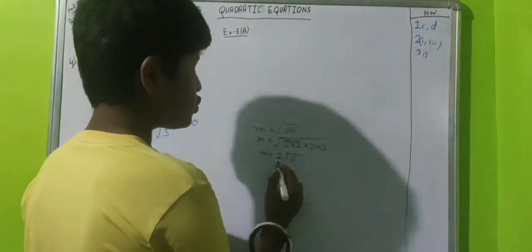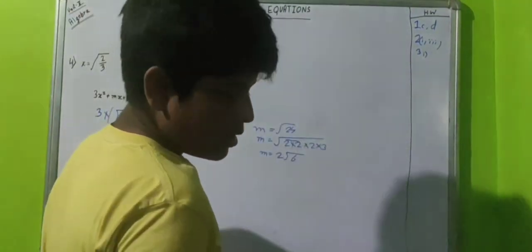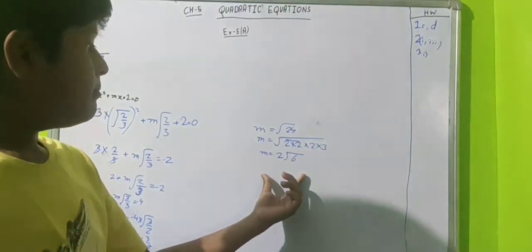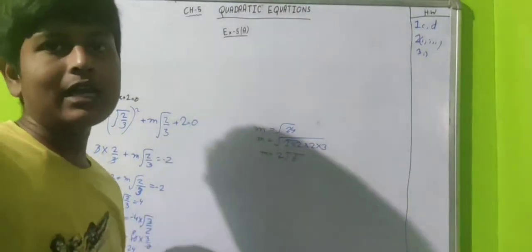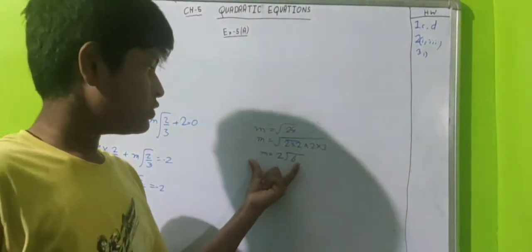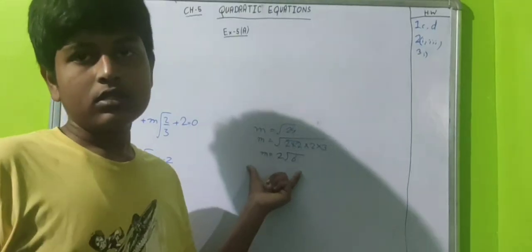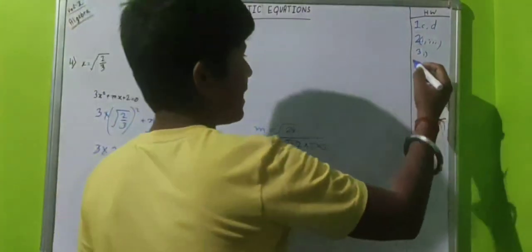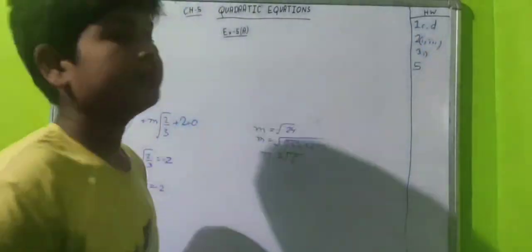Friends, the answer is 2 under root 6. But I think in the book it is written as minus 2 under root 6. You can check it on other sites, but according to me the answer is 2 under root 6. And friends, number 5 is homework.